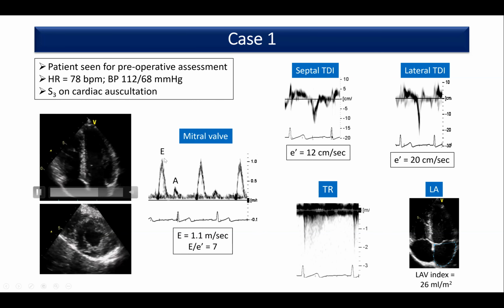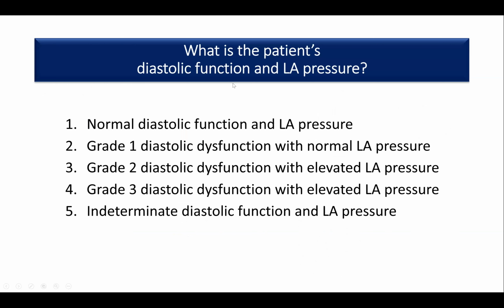So if we go to the question here, what do you think of the patient's diastolic function and left atrial pressure? Does this patient have normal diastolic function and normal LA pressure? Grade 1 diastolic dysfunction and normal LA pressure? Grade 2 diastolic dysfunction with high LA pressure? Grade 3 diastolic dysfunction with high LA pressure? Or indeterminate? Well, the answer is simple here because this patient has normal diastolic function.